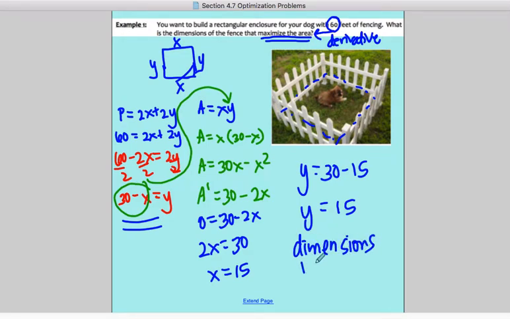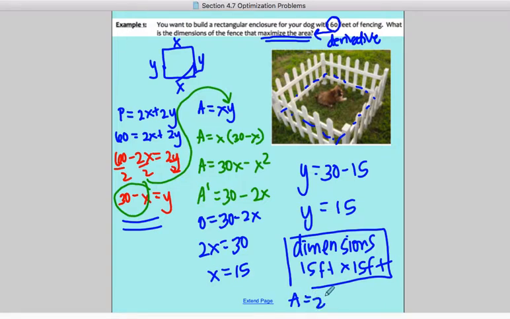So the dimensions will be a 15 foot by 15 foot fence. So there would be the maximum area that I could gain with 60 feet of fencing. If it asked you specifically for the area, you would say that the area, take 15 times 15, 225 feet squared, if it asked for area. So that is example 1. So what your goal was to come up with 2 equations and think about which one you need to take the derivative of.